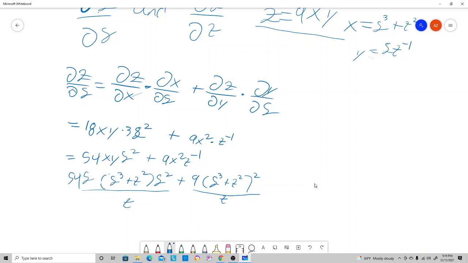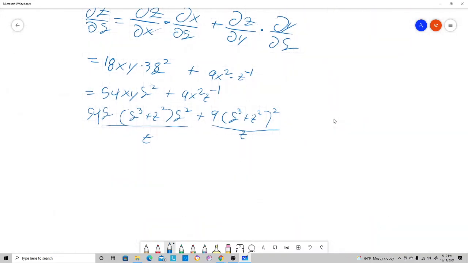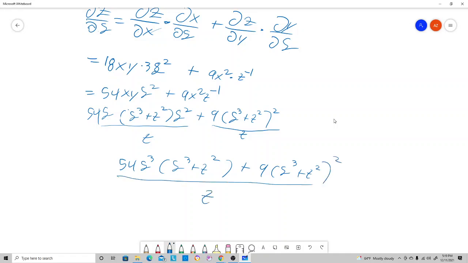Okay, so now we can make this look a little nicer. So if we have 54 s to the third times s to the third plus t to the second, plus 9 times s to the third plus t to the second squared, all over t. So that's our function. You could expand this, but overall this is fine. So that's how your function is going to look.